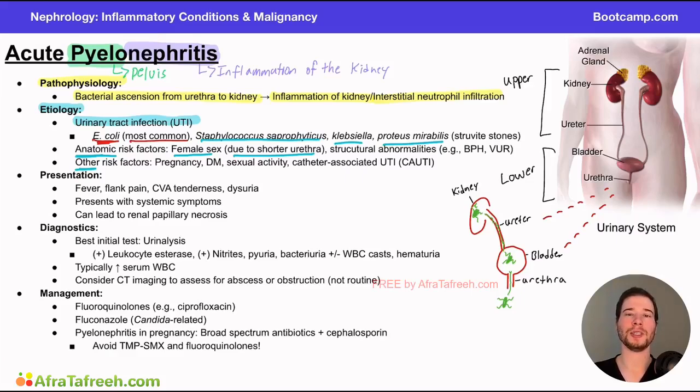Additionally, anything that introduces potentially external bacteria inside the body can increase the risk of urinary tract infections, cystitis, and pyelonephritis, and these include things like sexual activity and the insertion of catheters.